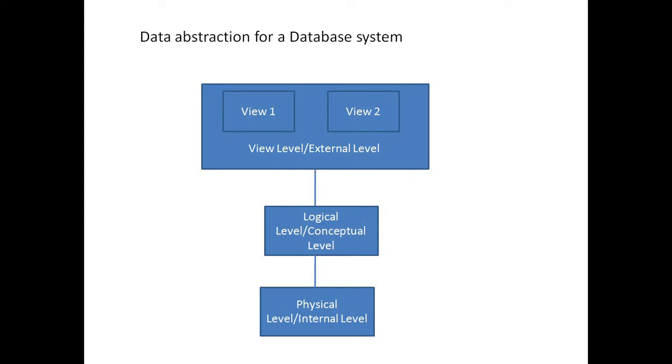So it is the highest level, which is the closest level to the user, the external level. It hides irrelevant data, like how the data is stored or what relationship exists between different tables. All such information will be hidden from the user, and different users will be able to see their own records or information according to their wish.